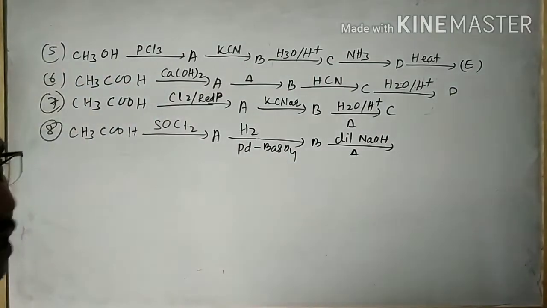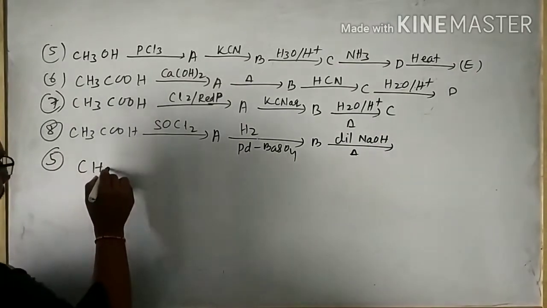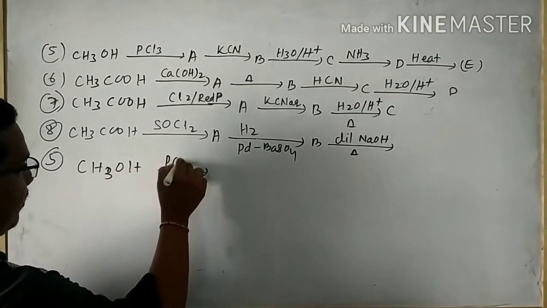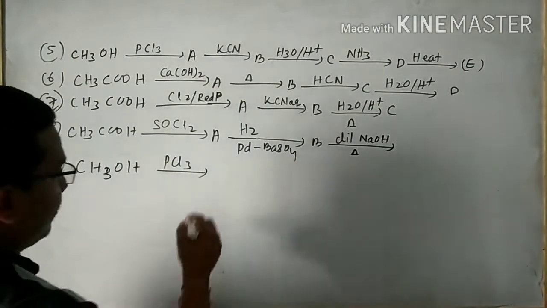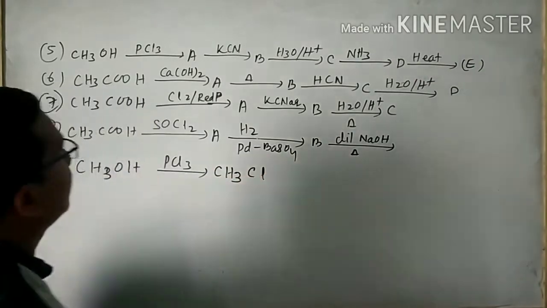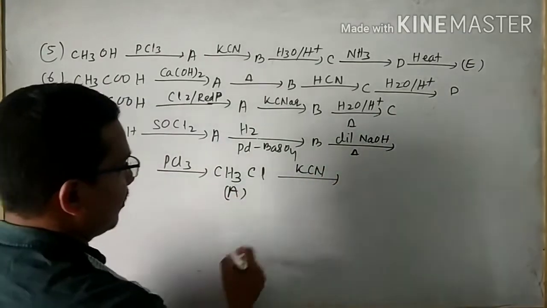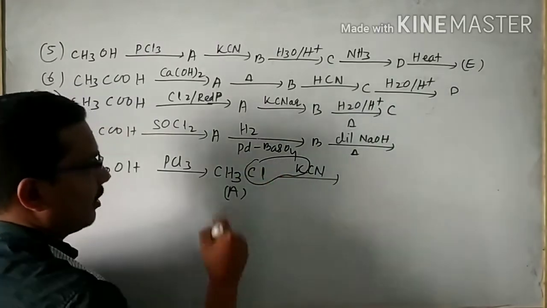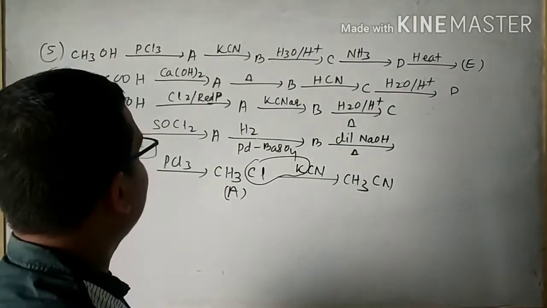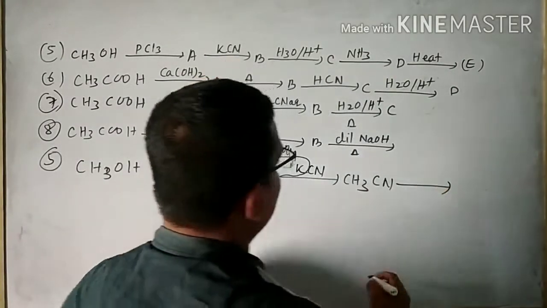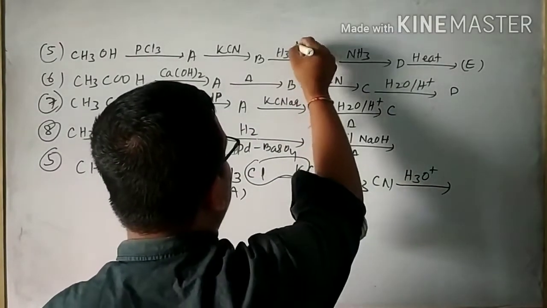Now I will discuss question number 5. First, methyl alcohol is subjected to reaction with PCl5. Methyl alcohol reacts with PCl5 and gives methyl chloride. Next, it again reacts with KCN. This is your product A. We know that by removing KCl, we get CH3CN. KCl is formed as a byproduct. Now this CH3CN is subjected to reaction with H3O plus.